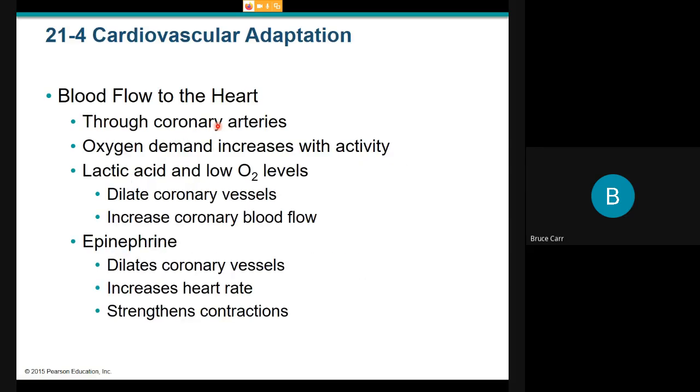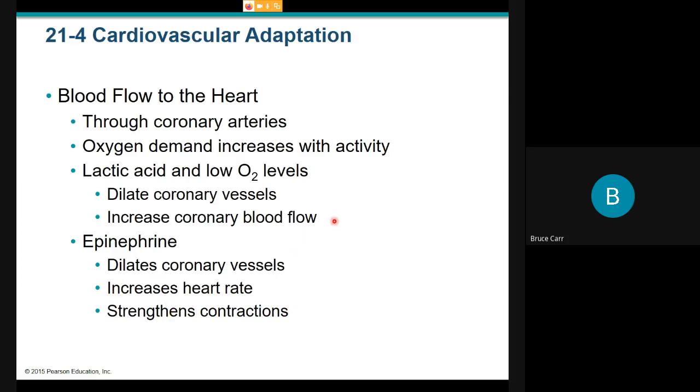Blood flow to the heart. The heart is constantly working. The coronary arteries and the cardiac vessel system make sure that that is maintained on a high level. High exertion means an increase of blood flow through the myocardium. Overexertion means lactic acid, which will dilate coronary vessels and increase coronary blood flow. Epinephrine is also another thing that dilates coronary vessels, increases the heart rate, and strengthens contractions.